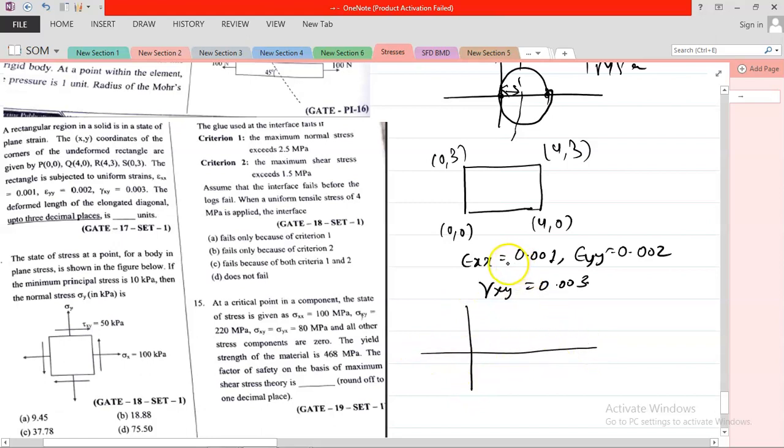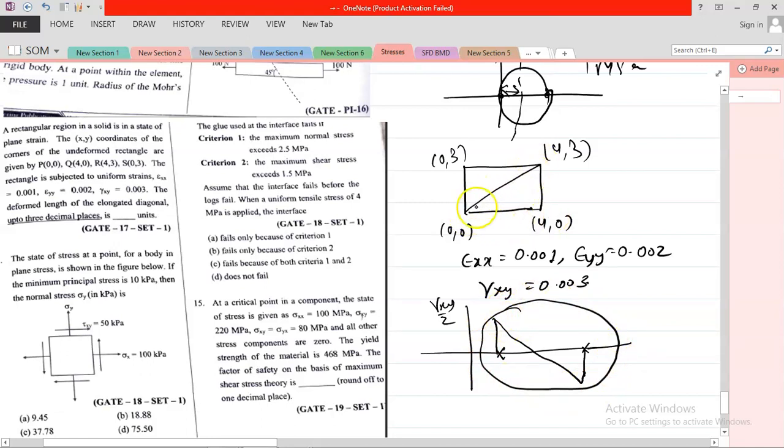epsilon x is 0.001, so 1 here, and epsilon y is 0.002, that is 1 here. Gamma xy by 2, here we can take gamma xy by 2, so one value is coming here, one value is coming here, and if you draw the Mohr circle with it, okay. Now you know the diagonal is at half angle, so 90 degrees is 45 degrees, the diagonal is at 45 degrees.